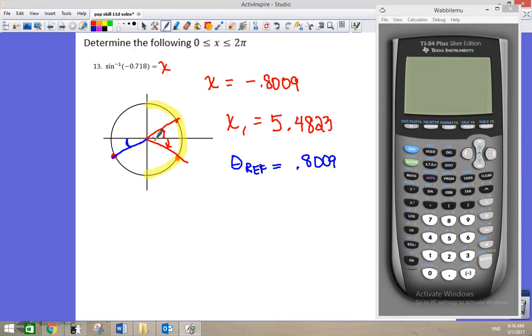So to get to this point, I'm going to take pi plus that reference angle, right? Pi plus this reference angle. So if I get that reference angle and add pi to it, then I have my second solution. Because I was expecting 2 solutions from 0 to 2 pi, the 2 points that I pointed out here on the circle.